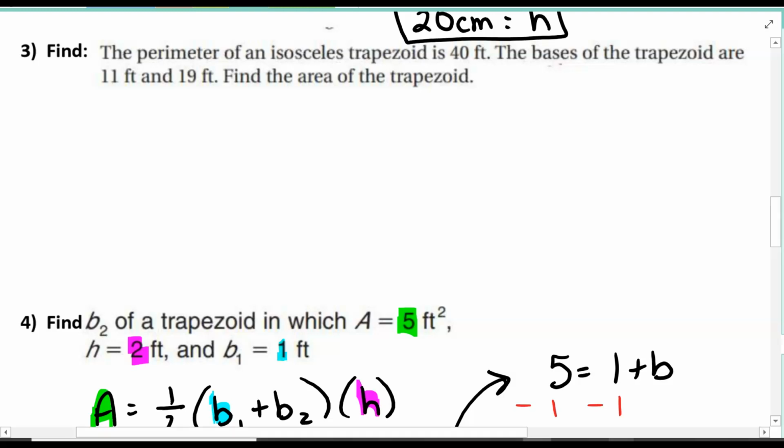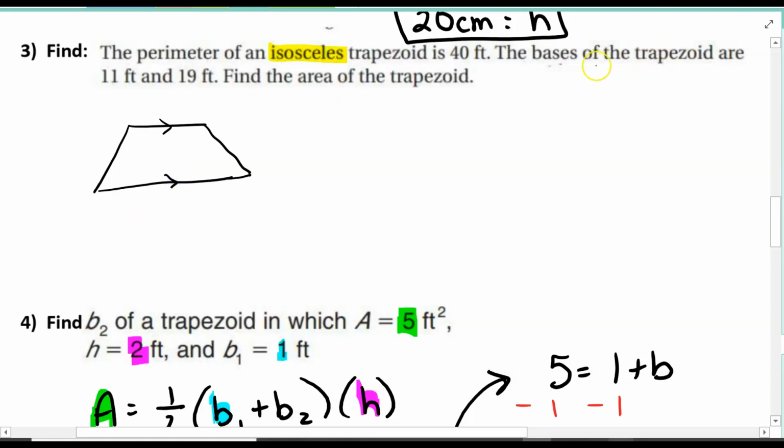Okay, honors people, here's number 3 for you. The perimeter of an isosceles trapezoid is 40 feet. If I'm thinking about a trapezoid, I know that the bases are going to be the sides that are parallel.